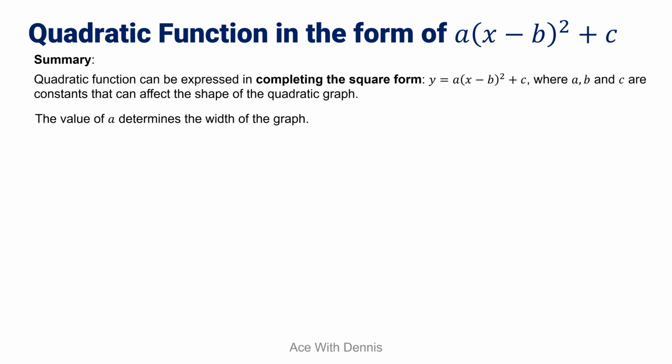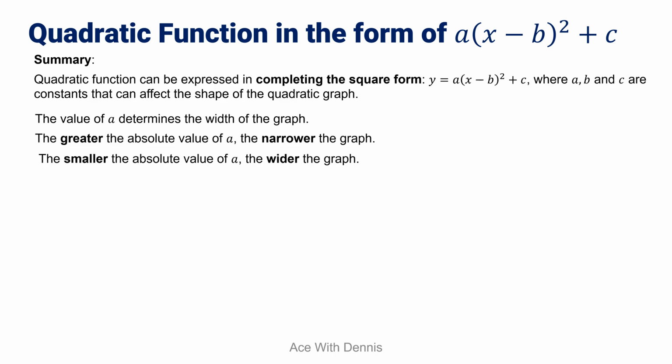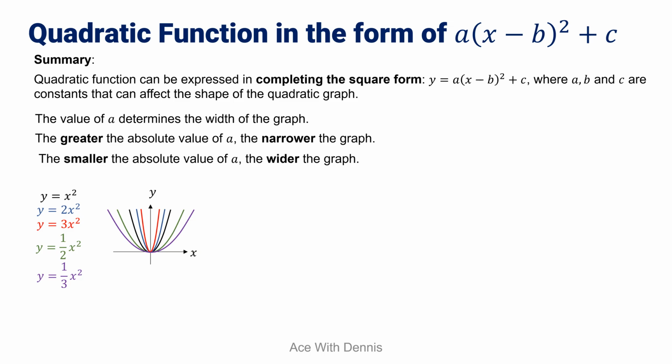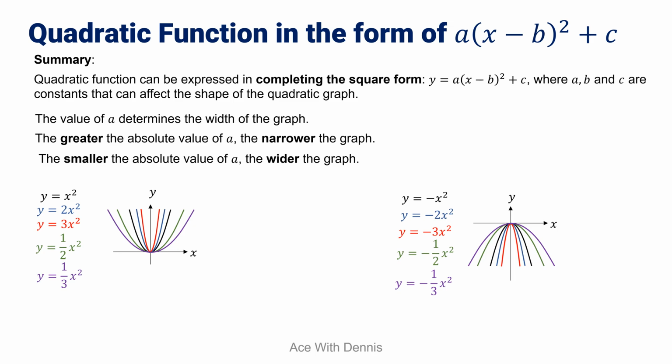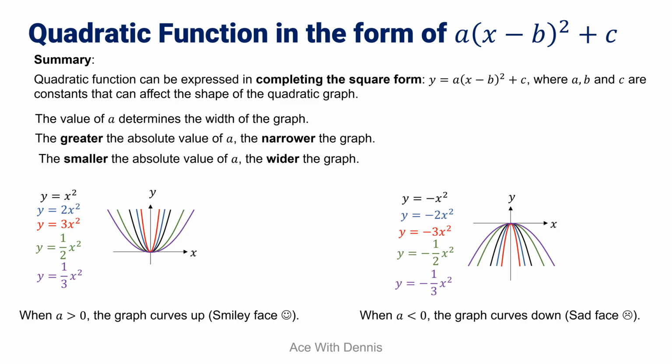The value of a determines the width of the graph. The greater the absolute value of a, the narrower the graph. The smaller the absolute value of a, the wider the graph. So here are the graphs for the positive case and here are the graphs for the negative case. When a is greater than 0, or a is a positive number, the graph curves up, or it is a smiley face. On the other hand, when a is less than 0, or a is a negative number, the graph curves down, or it is a sad face.